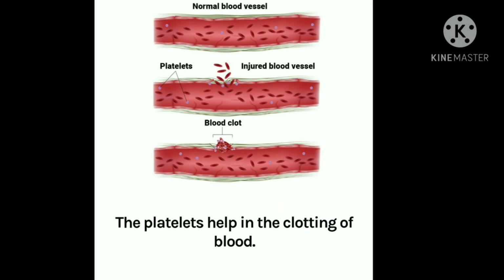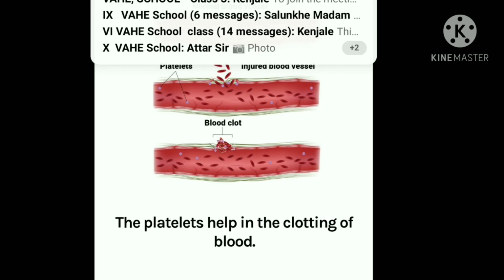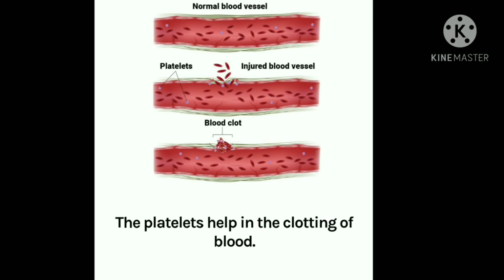Suppose, for example, sometimes we put turmeric, which is an antiseptic, on a cut, and when we keep the turmeric and press at the cut, after some time the blood stops. At that time, the platelets clot the blood, and the turmeric works as an antiseptic, meaning there is no kind of infection.